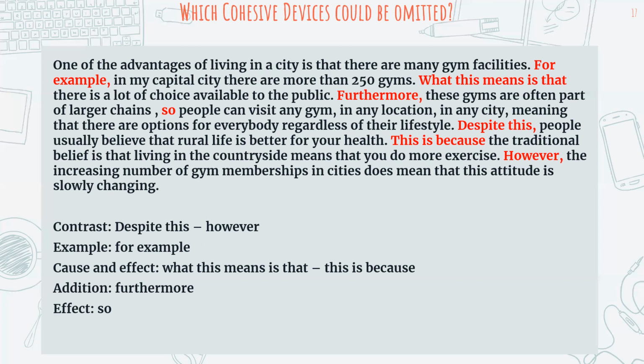For example, one of the advantages of living in a city is that there are many gym facilities. I will remove, for example, and say in my capital city, there are more than 250 gyms. Here, I need to use, for example, okay? Or you can omit it and the sentence would mean the same. I mean, it will not affect or impede the meaning of the paragraph. Let's check this out. But you can pause the video right now if you want.